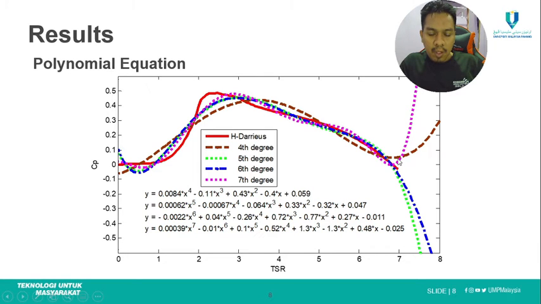the equations for 4 and also 7 swing to the positive region when they reach TSR equal to 7. On the other hand, the equations for 5 and 6 oscillate or swing to the negative region when they reach TSR equal to 7. So from here, we cannot determine which equation is the best to represent the H-Darrieus turbine.